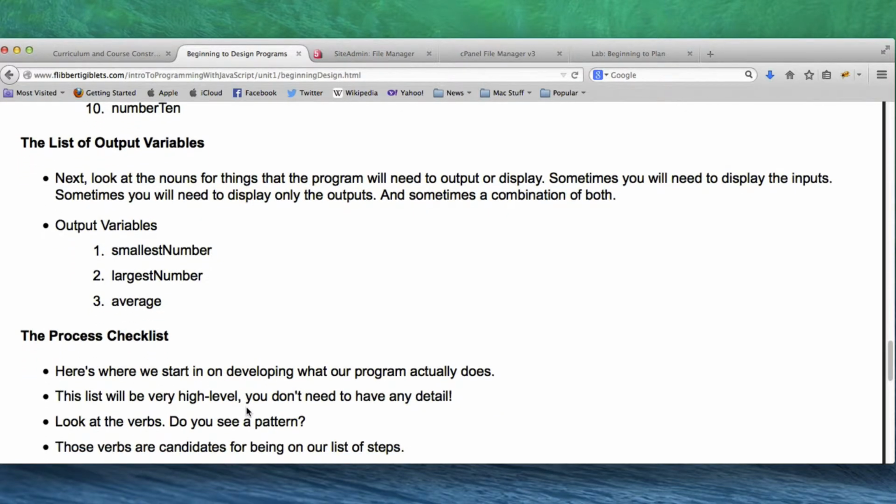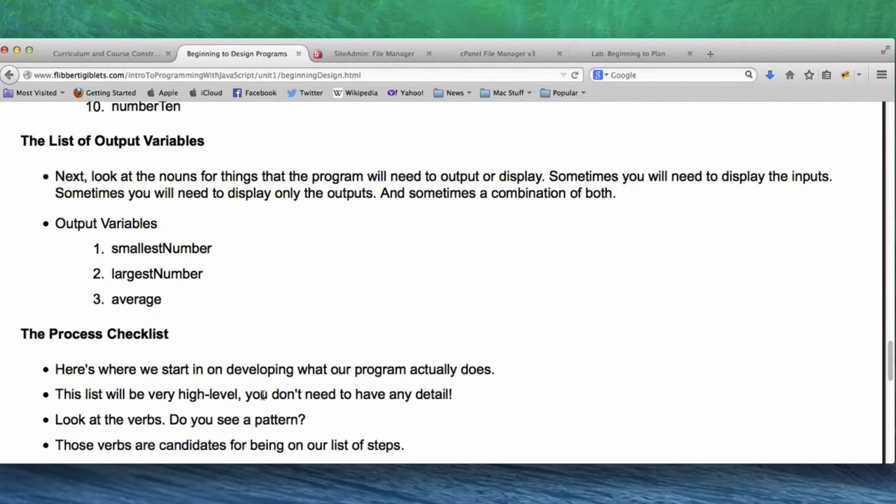All right, so it's where we're differentiating between the variable lists, which are what our program knows, and the process checklist, which contains what our program actually does. Now this is considered to be at a high level, so you don't need to put a lot of detail in it. You still want to stick with what does this program do, not necessarily how.